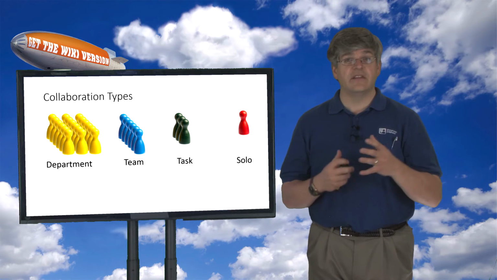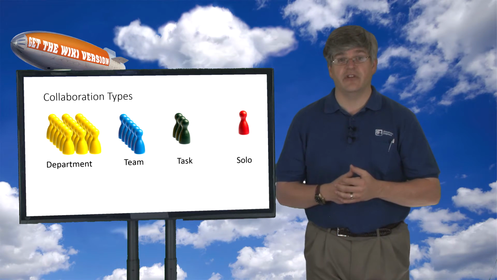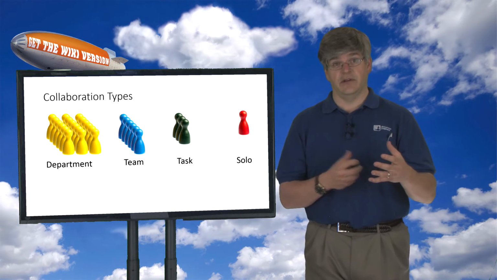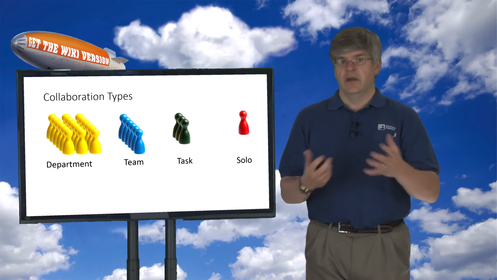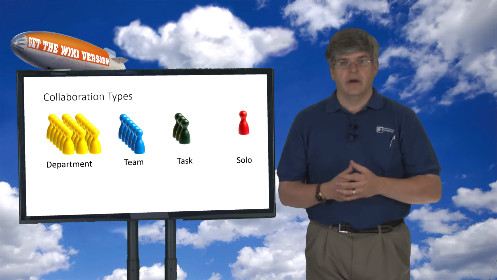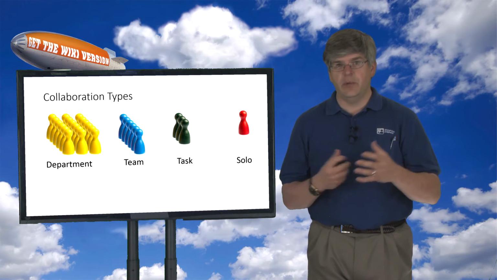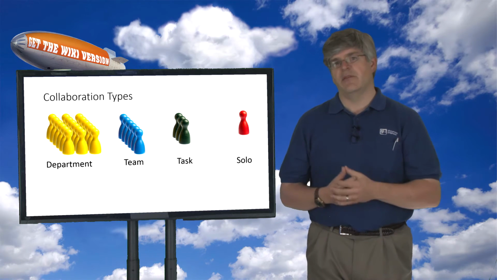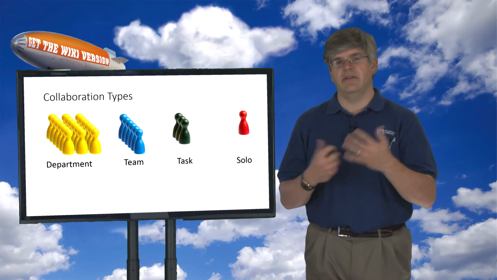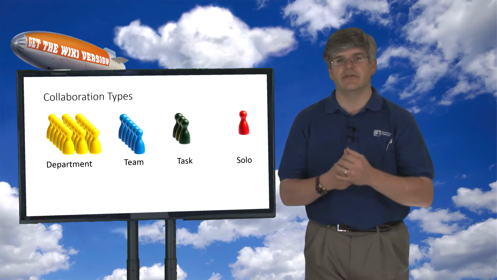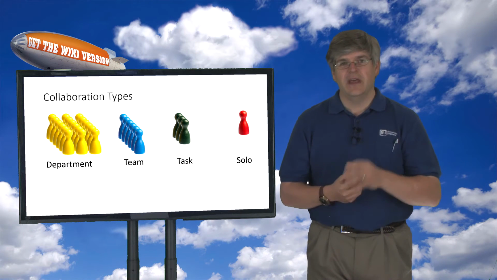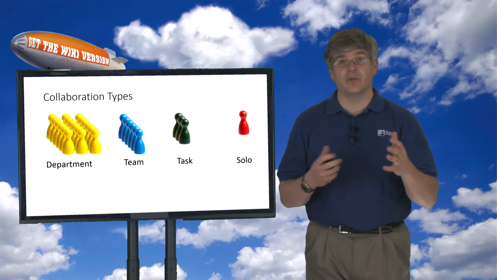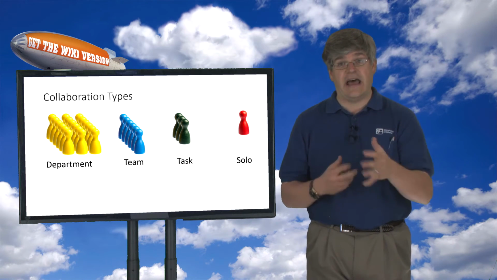Inside of SharePoint, there are lots of different types of collaboration. There's departmental level, where there's lots of people who are both contributing and consuming the information. A team level, where there's typically fewer. A task level, where only a few people may be working on this particular task. Or if you have a multiple personality disorder, you can even have SharePoint help you with collaborating with yourself. Seriously though, SharePoint allows you to do collaboration at whatever scale is appropriate for you in your organization at the current time.